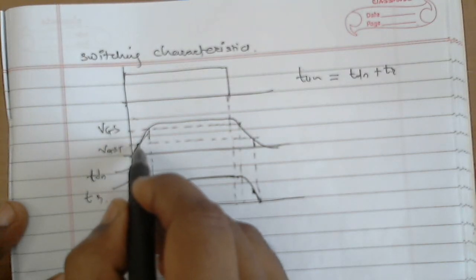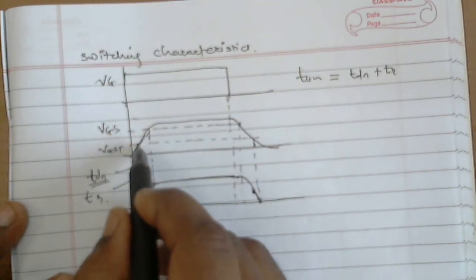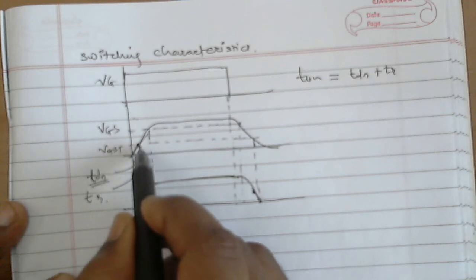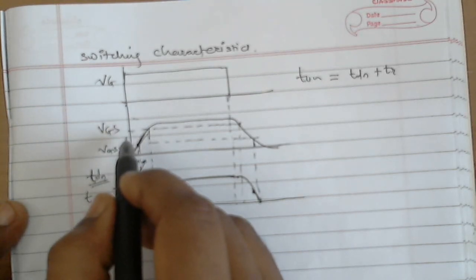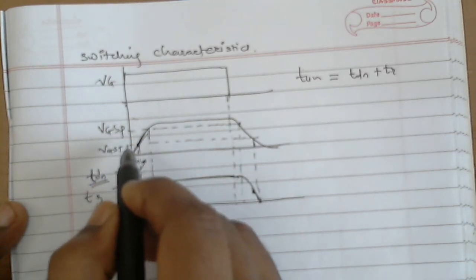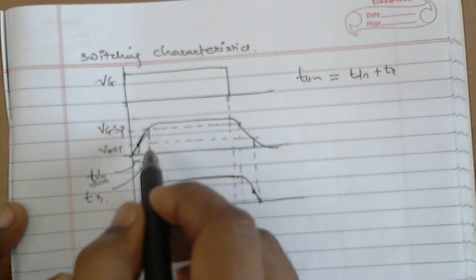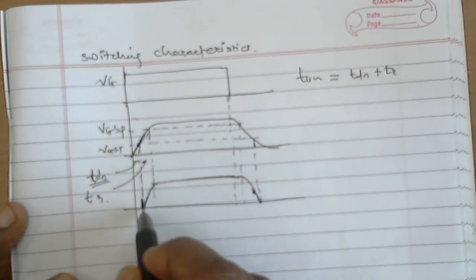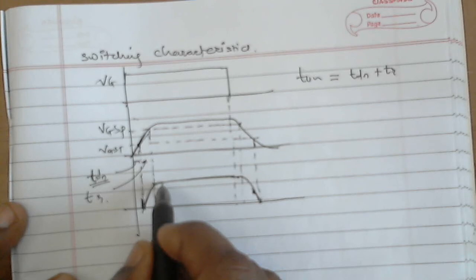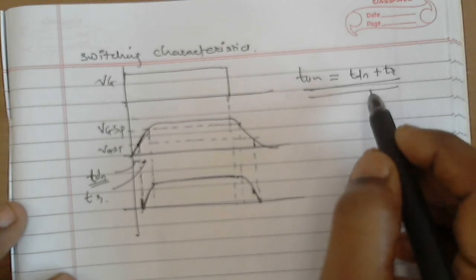Till the threshold there will not be any current, so there is a delay time. The gate voltage is given, but the threshold limit has not been reached. Then during TR, the rise time, the gate voltage rises to VGSP. This voltage is sufficient to drive the MOSFET into the on state. During this TR, the drain current rises from 0 to the full on current. So the total turn on time T on is the addition of the delay time and rise time.